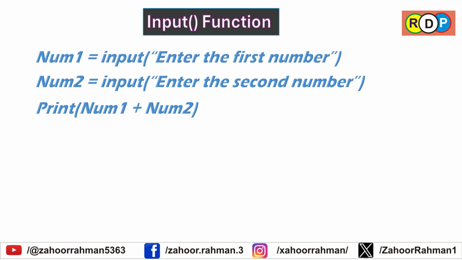Whatever number is entered, the computer will consider it a string. What does it mean? It means that if you are entering 1, the computer will consider it in the background as the string "1". Similarly, if you are entering the second number as 2 in digits, the computer will consider it as the string "2". So when num1 plus num2 is used, instead of giving the sum of those two numbers, it will concatenate.